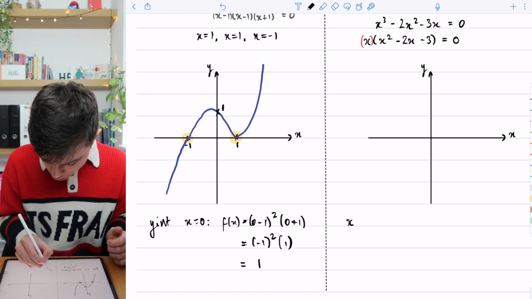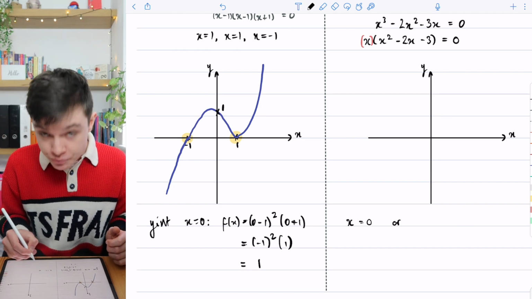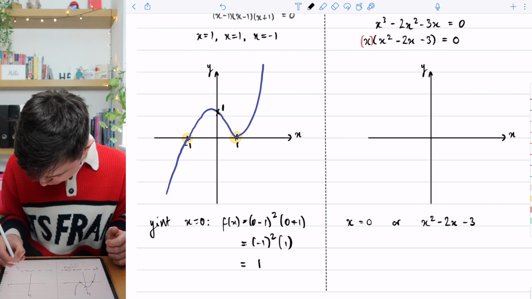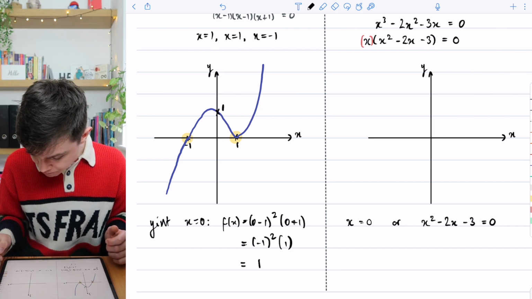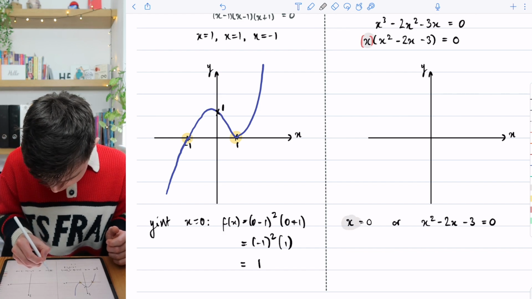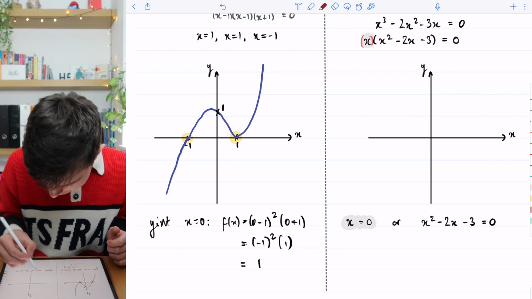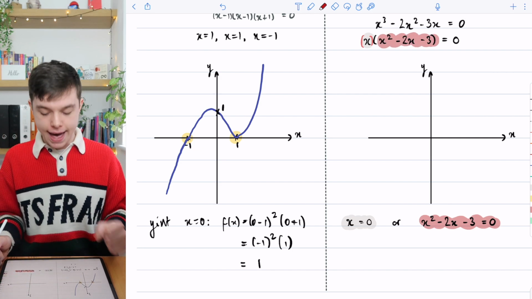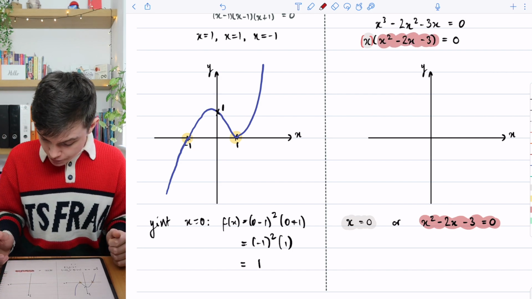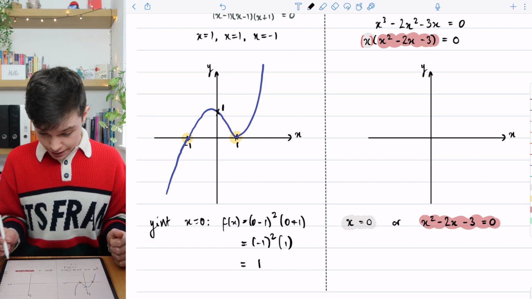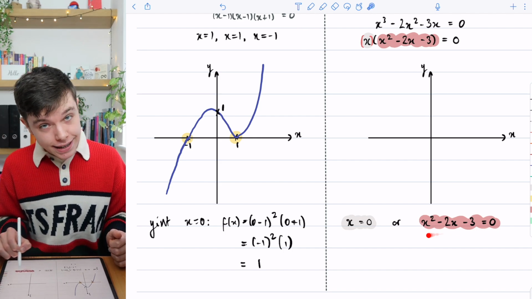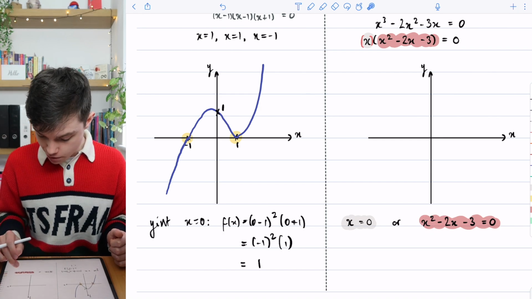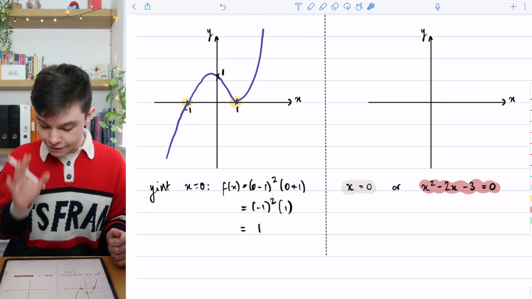I'll come down here. We'll have x is equal to 0, or x squared minus 2x minus 3 is equal to 0. This came from that bracket up there, and then this came from that bracket there. So what we now need to do is see whether this quadratic now factorises. It's a quadratic because the highest power is 2. And that quadratic definitely does factorise.